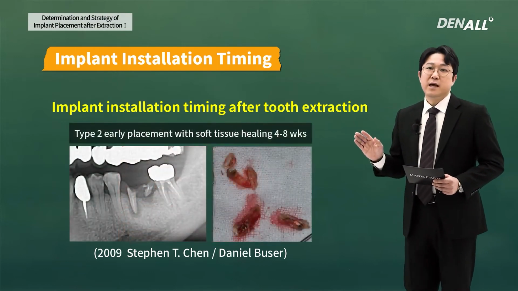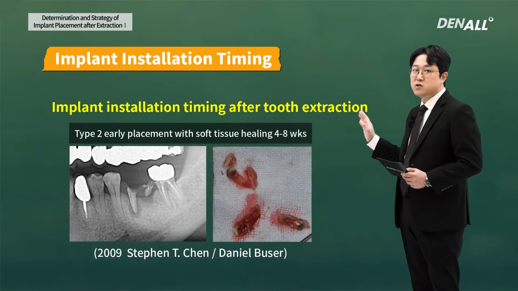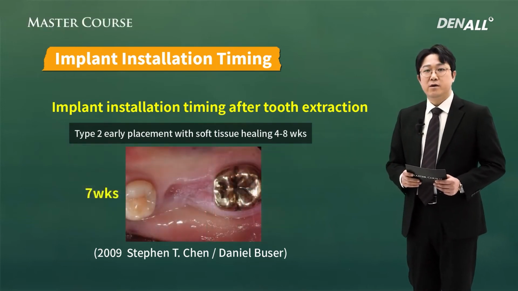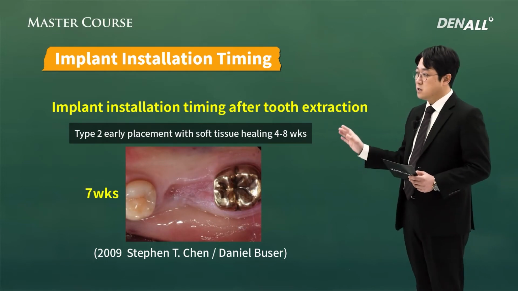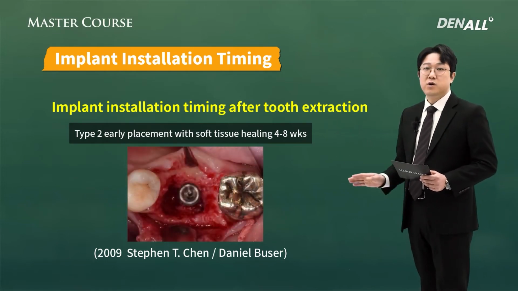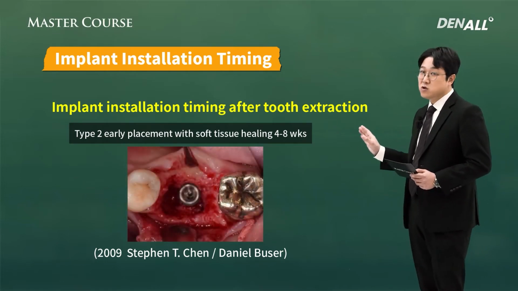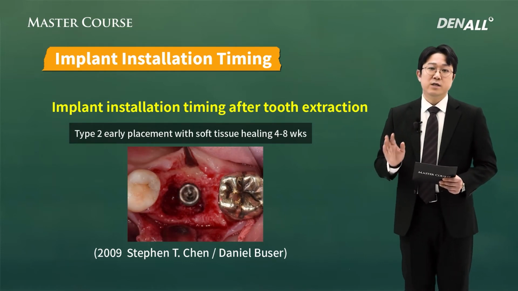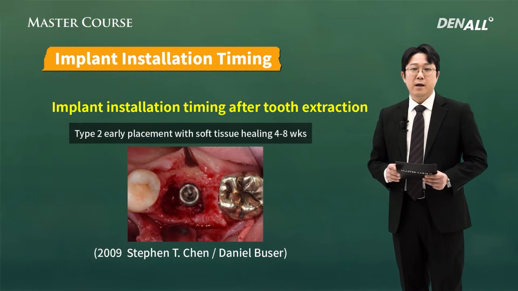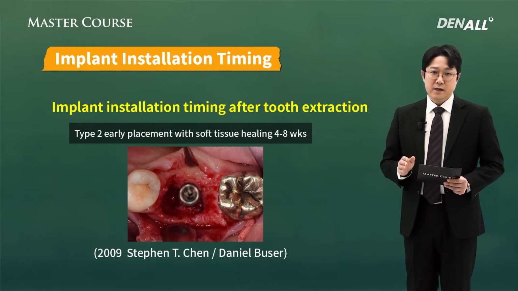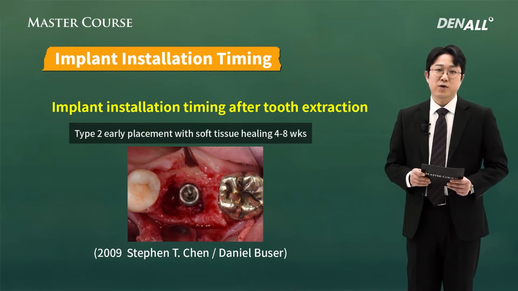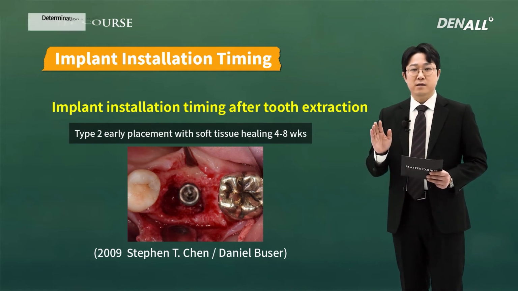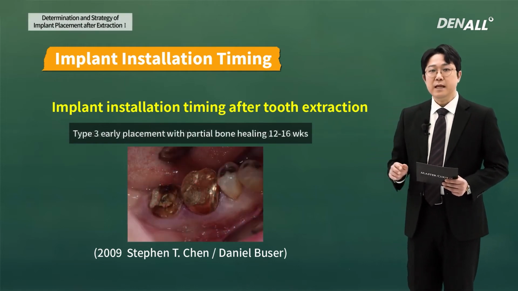Type 2. 4 to 8 weeks after extraction, the implant is placed. After extraction, soft tissue healing is done, but if you open the flap, sufficient bone healing is not made. This is how it looks. Because there is no bone fill, when you place the implant, you need to be cautious. But there is less stress in covering it with soft tissue.